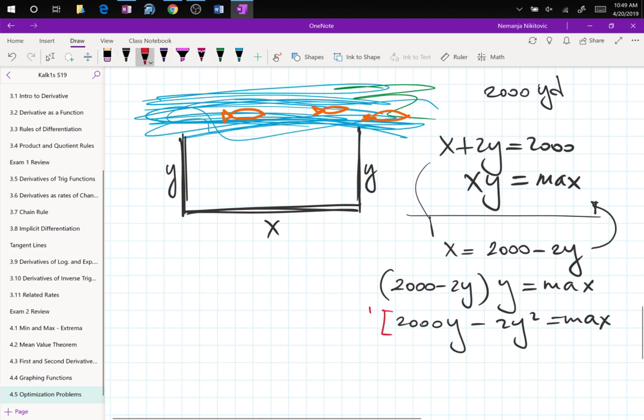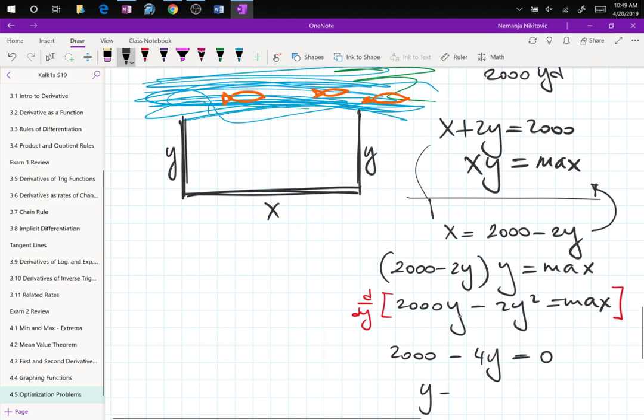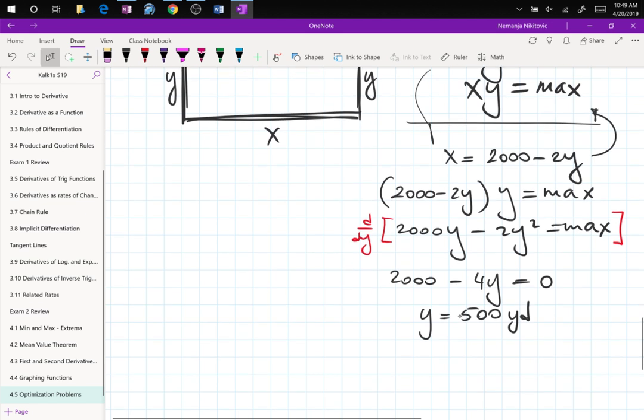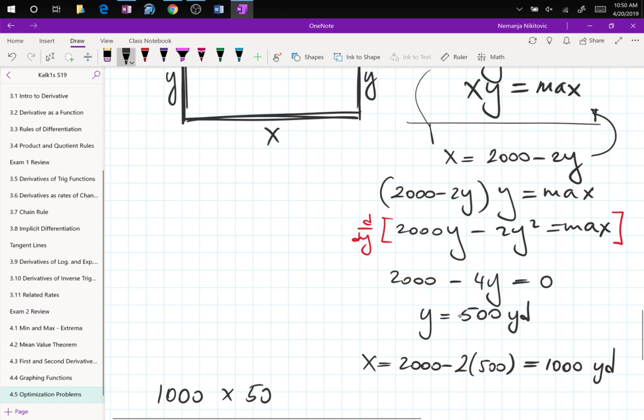And then you differentiate now with respect to y. So that's going to be 2,000 minus 4y equals 0. And y is 500 again. But x is not going to be 500, because x is 2,000 minus 2 times 500, which is 1,000 yards. So for max area, this configuration is 1,000 for x by 500 for y yards.